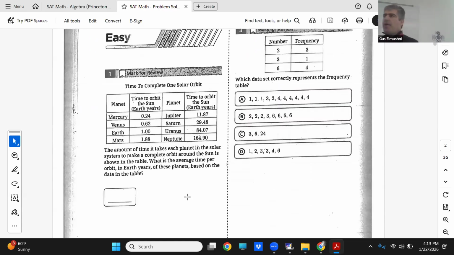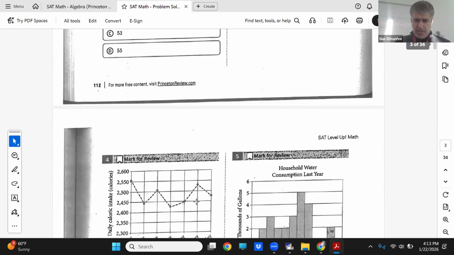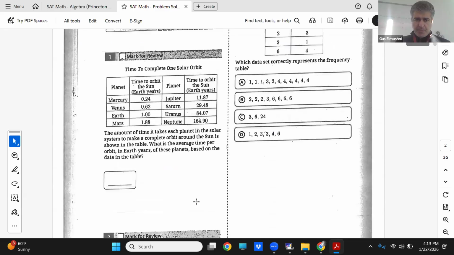So I'll start with number 1. I'll have you guys do 2 and 3, and then I'll do a medium and have you do some mediums as well. So number 1, the first one on page 112.